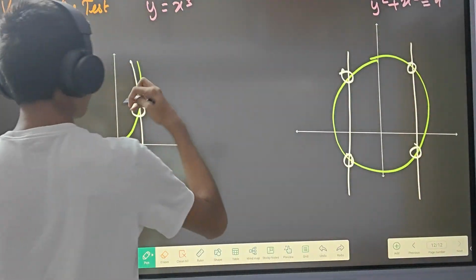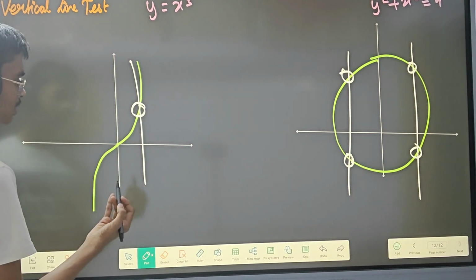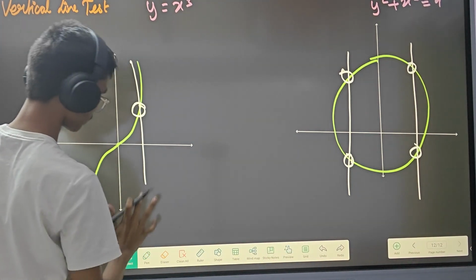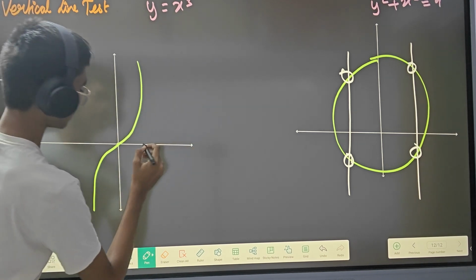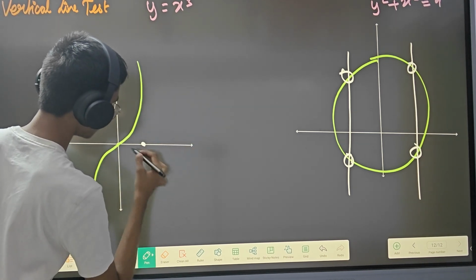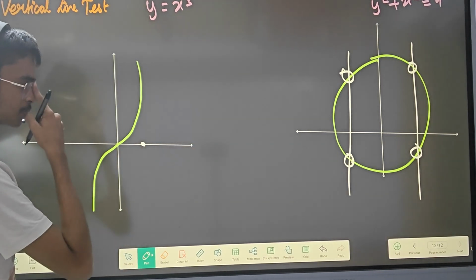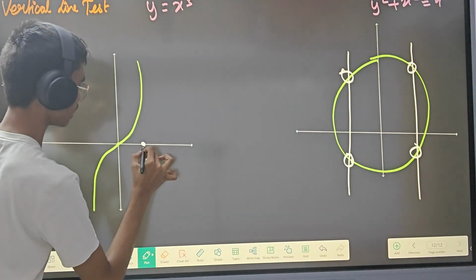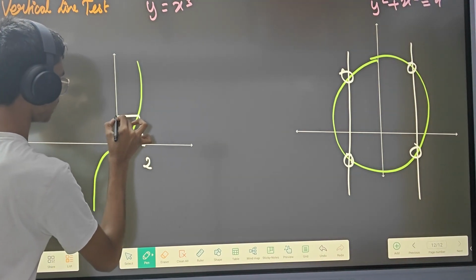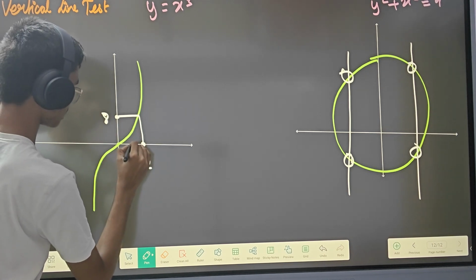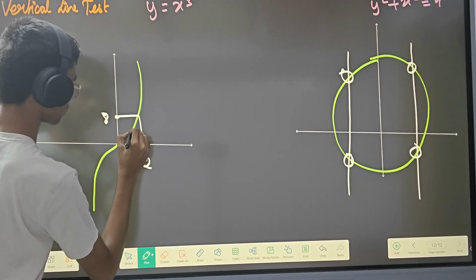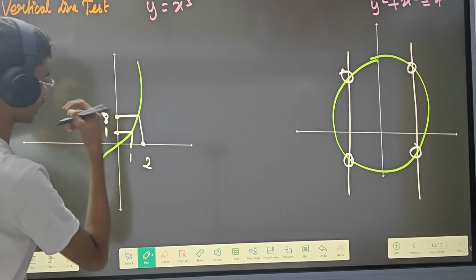Okay, so here, why is this like this? Very simple. See, let's take that this is 2, then this is going to be 8. Okay, then let's take that this is 1, then this is going to be 1 only.